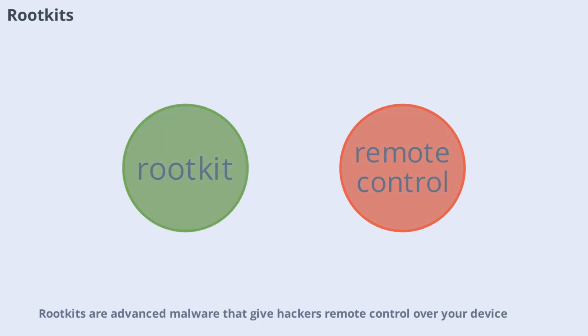Rootkits are advanced malware that give hackers remote control over your device. They work by hiding deep within your system, making them very hard to detect. With a rootkit, a hacker can access your files, install more malware, or even spy on your activities, all without you knowing. Rootkits are often used in combination with other malware for maximum damage.